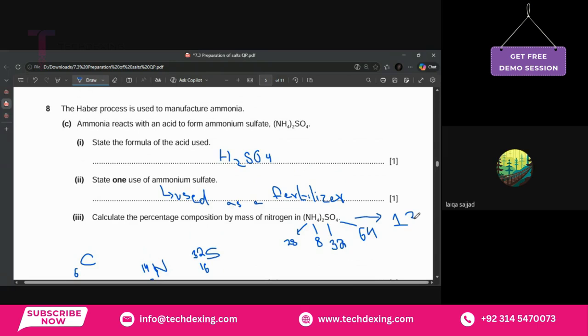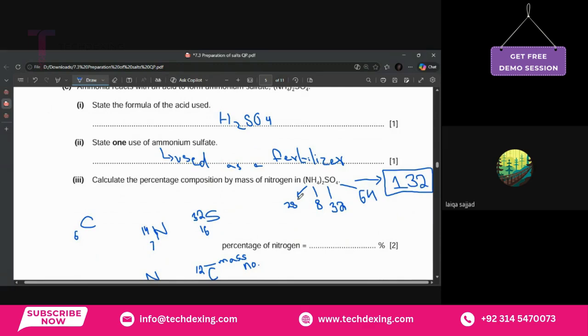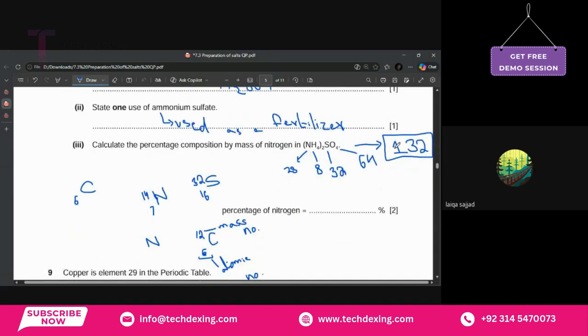We are asked to find the percentage composition by mass of nitrogen. How can we find it? If the total mass is 132, we simply want to see how much the nitrogen is contributing in this 132. So what's the formula to find the percentage? If I say that you have got 60 numbers out of 80, how do we find the percentage? You simply multiply the obtained with 100 and then you divide by the total. Yes.